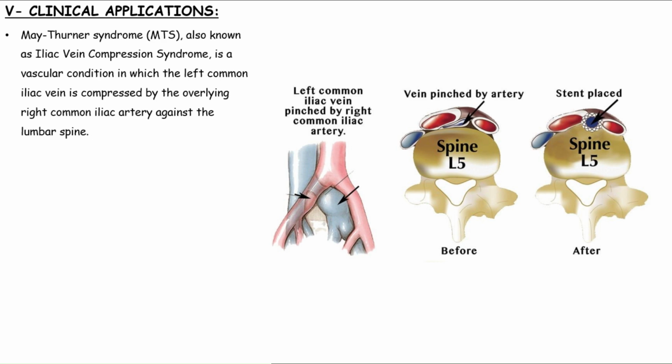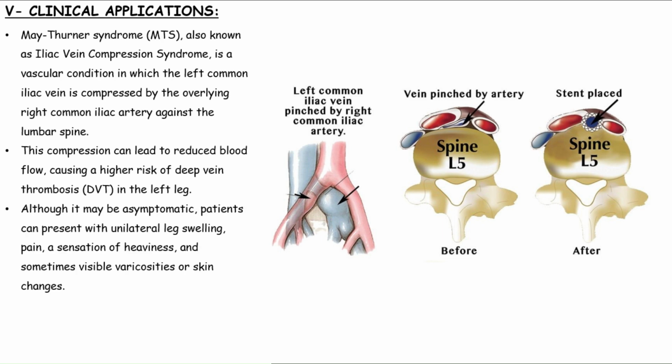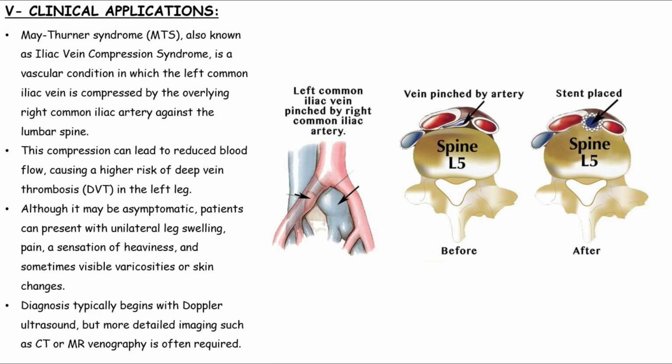This compression can lead to reduced blood flow, causing a higher risk of deep vein thrombosis, DVT, in the left leg. Although it may be asymptomatic, patients can present with unilateral leg swelling, pain, a sensation of heaviness, and sometimes visible varicosities or skin changes. Diagnosis typically begins with Doppler ultrasound, but more detailed imaging such as CT or MR venography is often required.